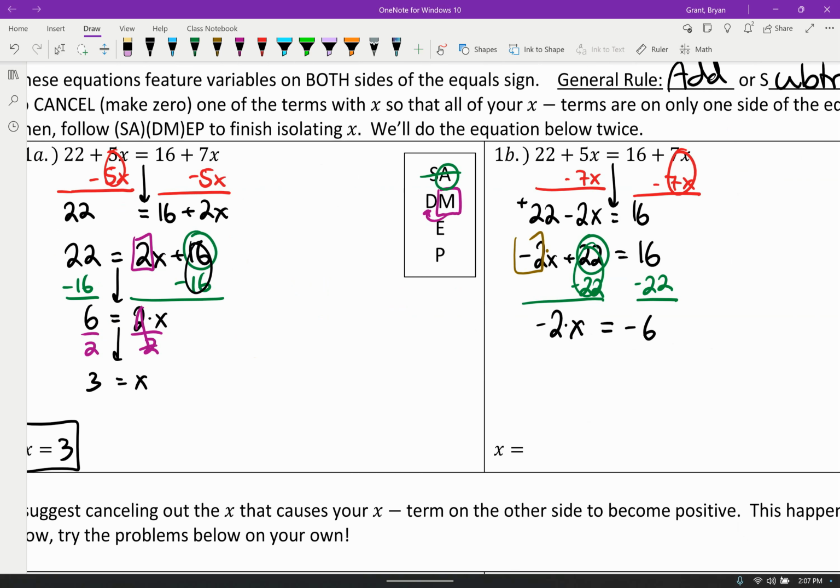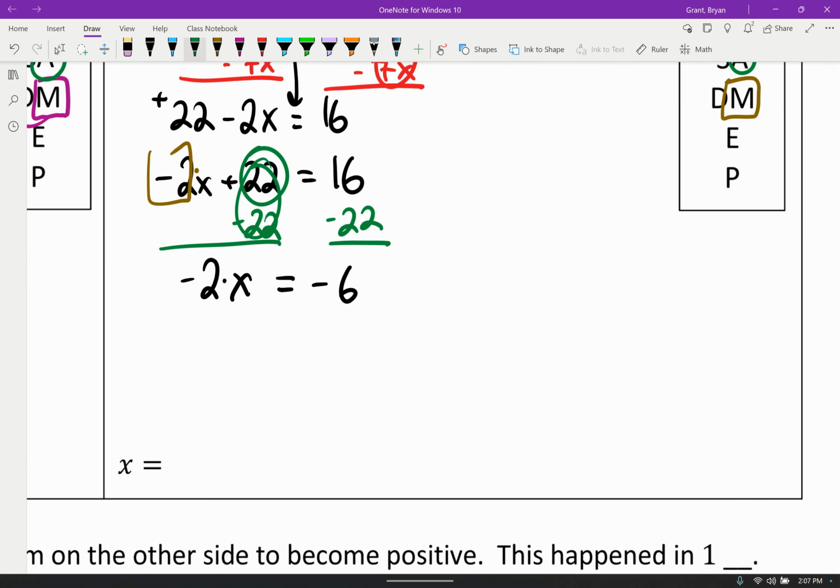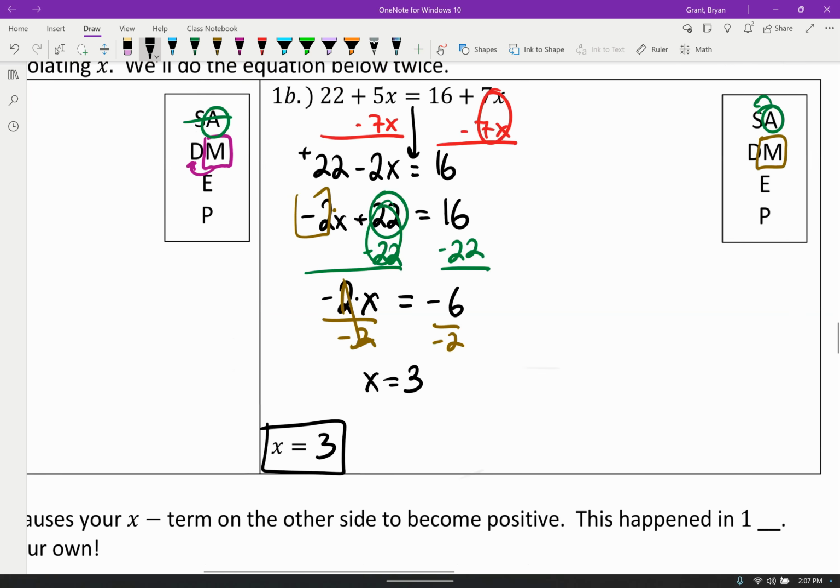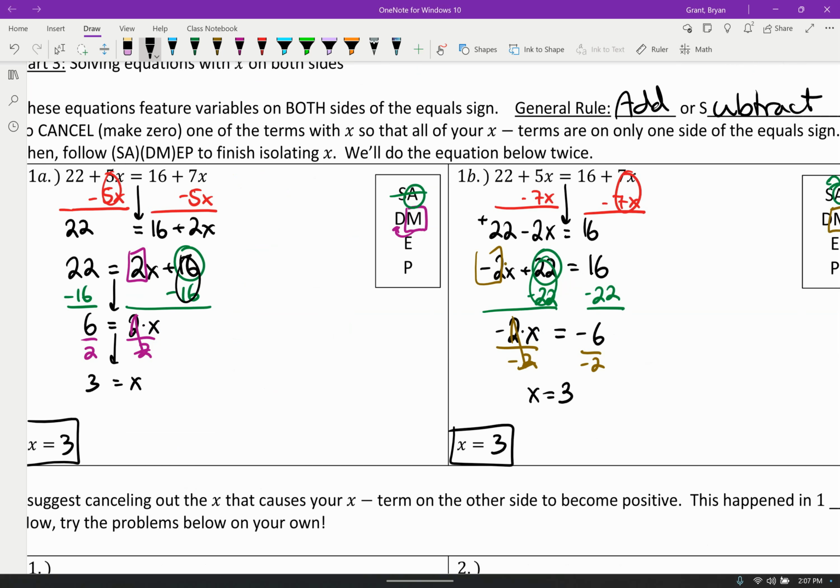So really the only difference, depending on which x you cancel, is that if you're looking at your friend's work and you're like, how come you have all these negatives and I have positives? You might have just picked a different x to cancel. We're certainly still going to get the same answer, right? We divide off the negative 2 from each side, and that leaves us with x equals negative divided by a negative is a positive 3. Same answer, each side, nothing bad.